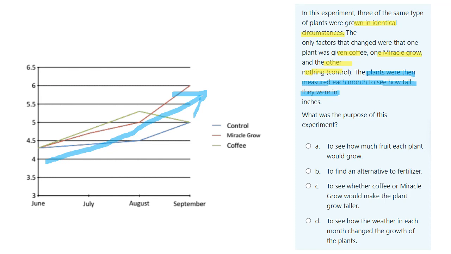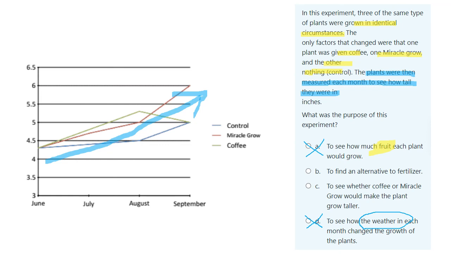There is nothing here about the fruit. In fact, we don't even know what type of plant they are. They could be flowers. If they're flowers, they don't even have any fruit. There is nothing about fruit in either the graph or the passage, so we can take away answer A. And then D, looking at the weather is not mentioned in either the graph or the passage, so we can take away answer D. So we need to choose B or C.